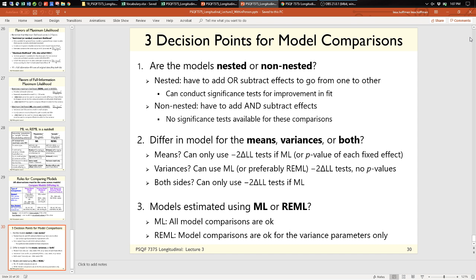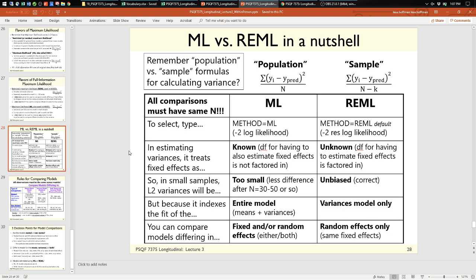Why do you prefer REML over ML? We always prefer REML over ML. Always. But it matters to the extent that n is small. So if I have 10 people, I will get a very different estimate for my random variances, intercepts, and slopes if I use ML versus REML.